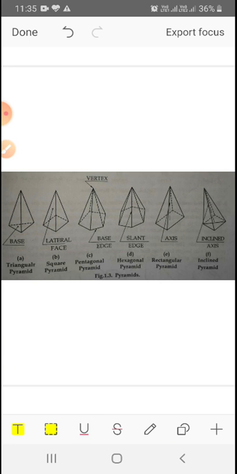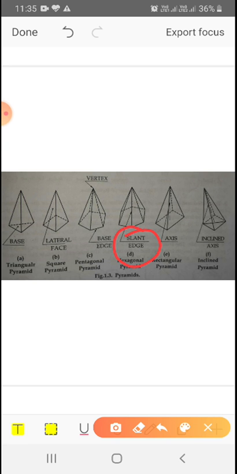Let us discuss the meaning of a slant edge. This is the slant edge. The edges connecting the apex and the base corner are called inclined edges, slant edges, or longer edges. And here we are also going to study what a right pyramid is and what an oblique pyramid is.